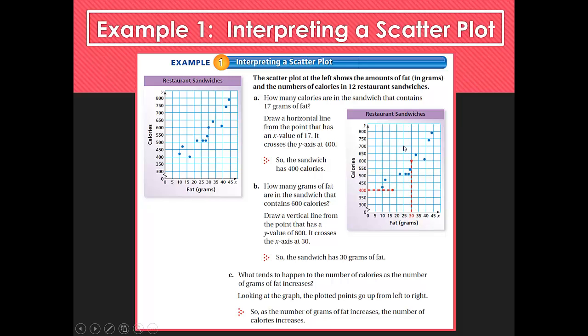You can see the example on the right shows you this information. So we started at 17, we went up to the dot, and then as we go over, we see 400. So the sandwich has 400 calories.